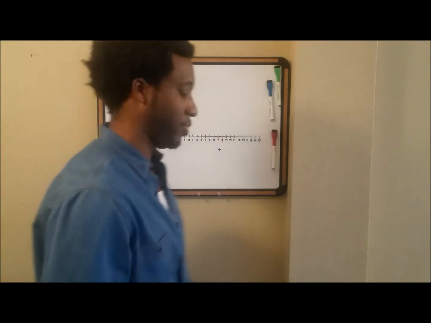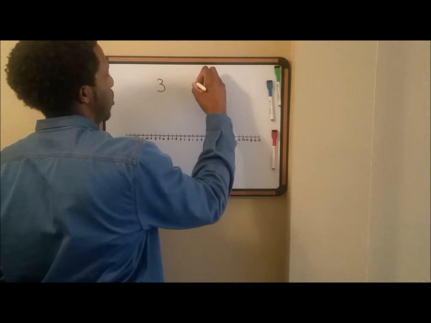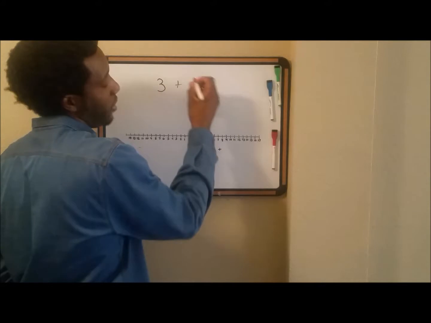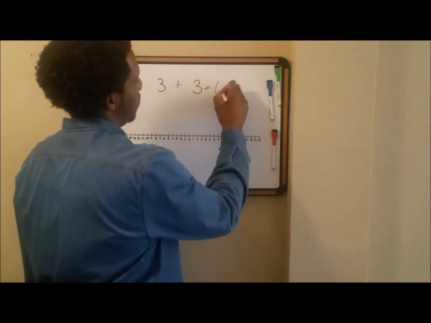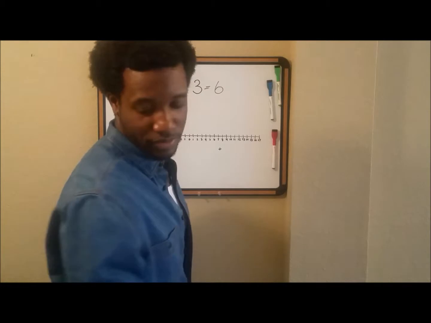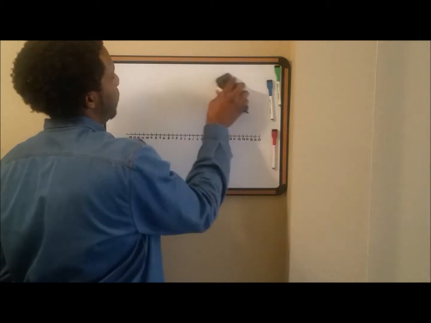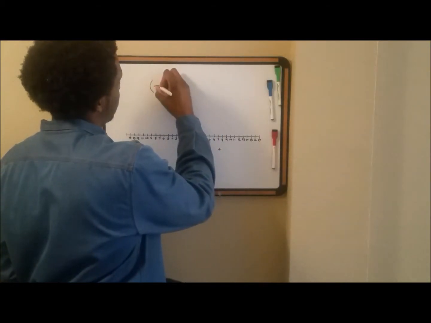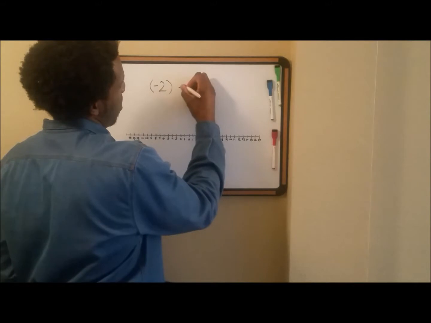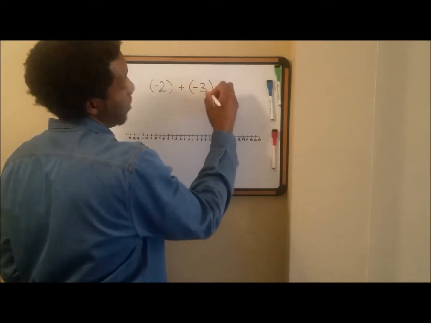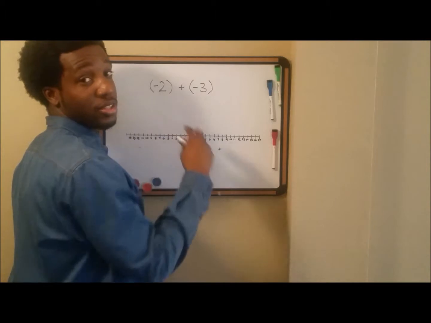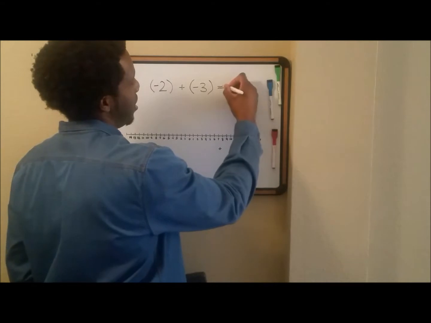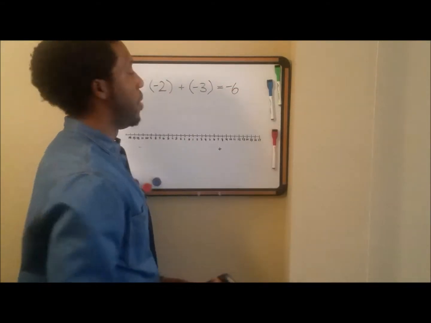For example, what's the sign here? Positive right here, positive right here. 6 is positive. Simple. So now, if I have something like this, the signs are the same, so we can add them and keep the sign. Simple.